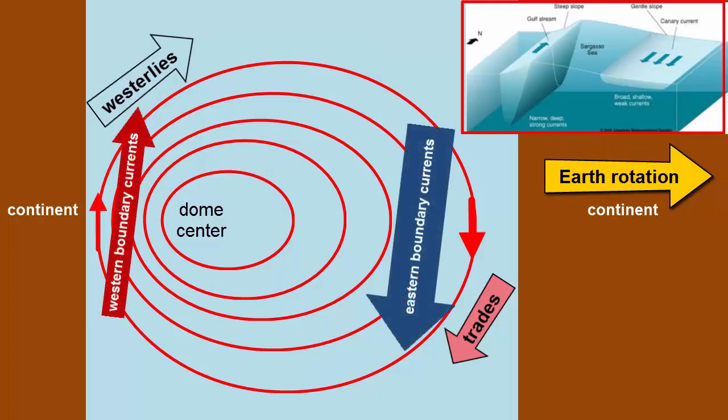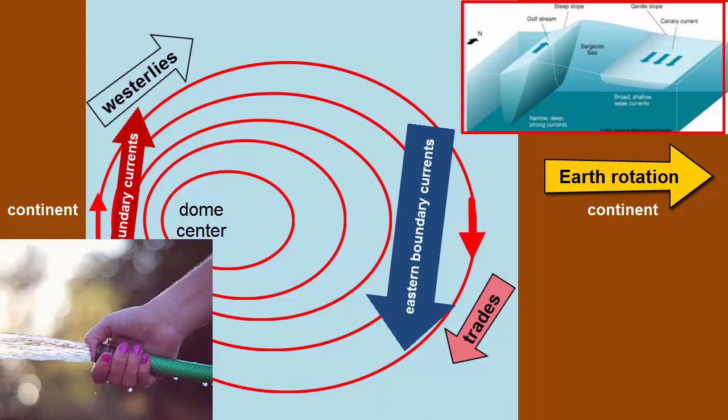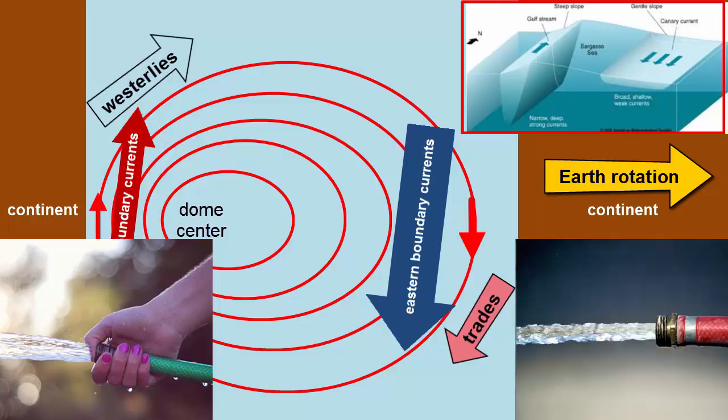On the western boundary, water is shoved through a narrow space and thus will have increased speed, force, and depth, much like what happens when you put your thumb over the end of a hose. The water comes out much faster and stronger. The eastern boundary currents, on the other hand, are wider, slower, and shallower.